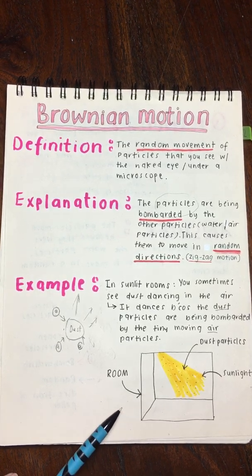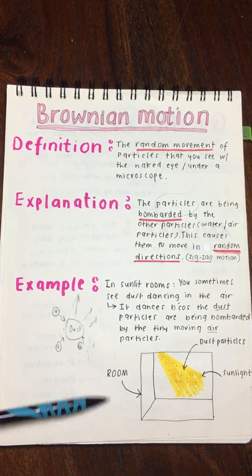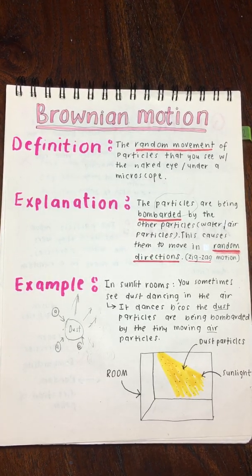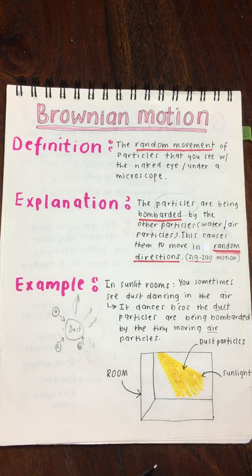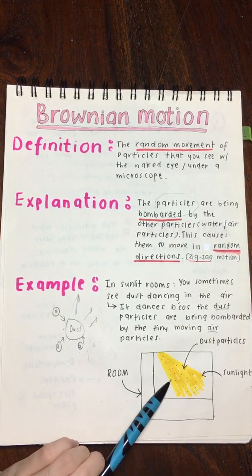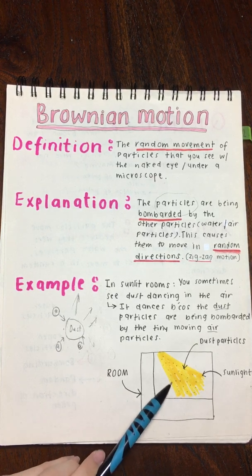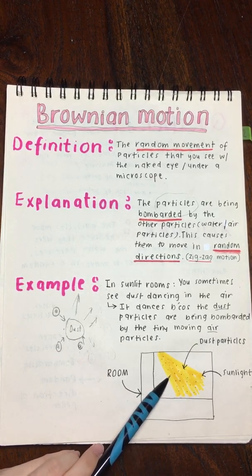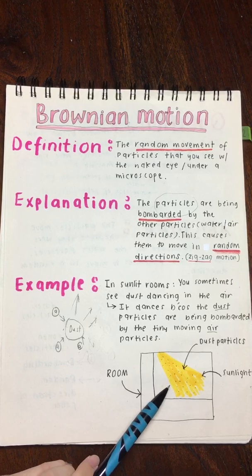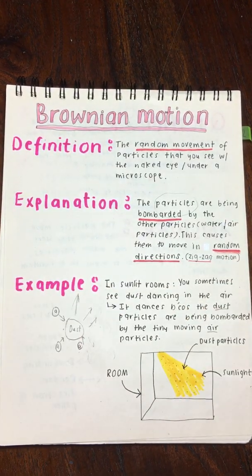Now, I've drawn a little diagram over here showing this scenario. And so basically this is a room, a dark room, and here's a ray of sunlight. And the black dots over here represent dust particles. And if you see it under a microscope, you can see little tiny air particles bombarding or hitting these dust particles. And so that's why the dust particles will be dancing or moving in a random motion.